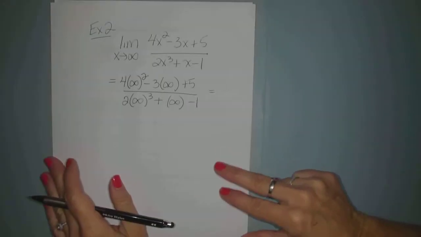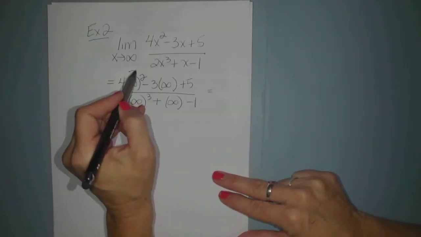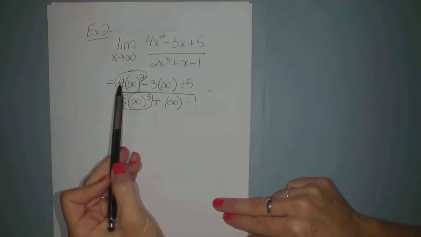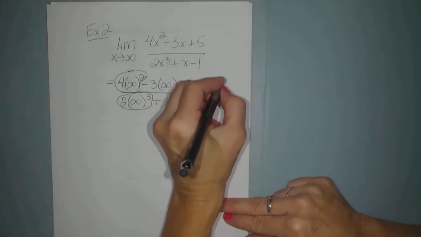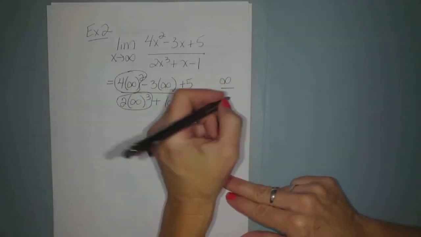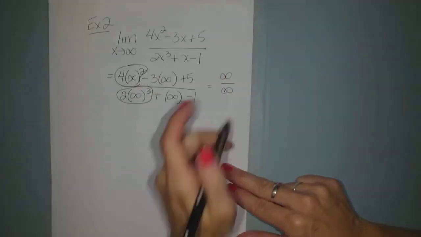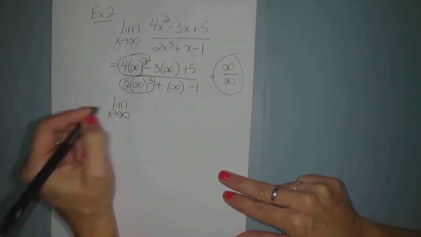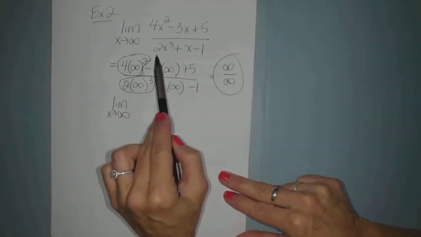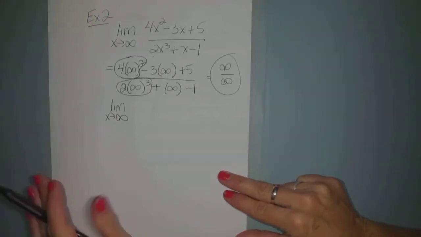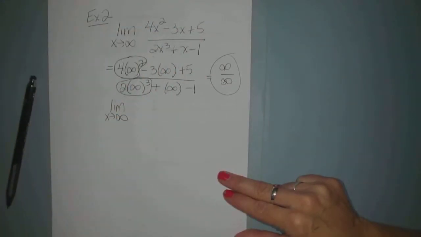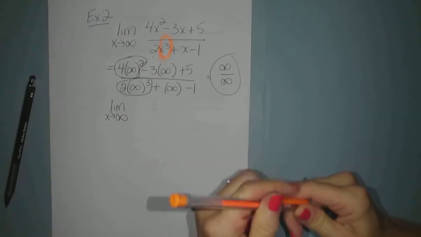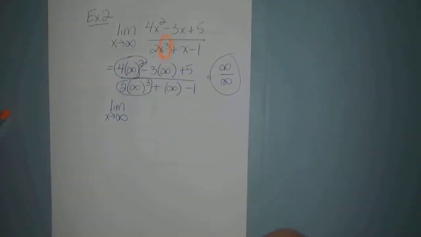And the principle of dominance would say that I need only look at the terms of highest power on the top and bottom. So 4 times infinity squared is just going to be infinity. 2 times infinity cubed, also infinity. So we're undefined. So we have to move on to step 2, which is to divide each term, we have 6 of them, by the highest power of x in the denominator. The highest power of x in the denominator is x cubed. So we're going to divide each term by that.